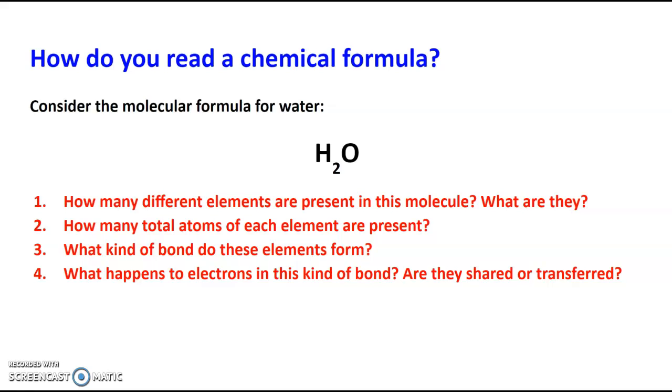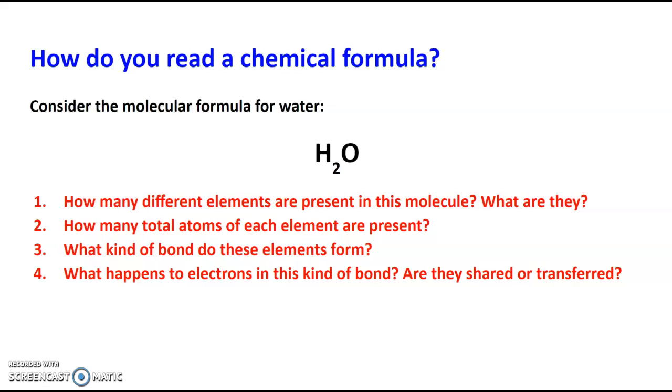And we're back. So how many different elements? So there's 2 types of elements. There's hydrogen and there's oxygen. How many total atoms are there of each element? You have 2 hydrogens, 1 oxygen, so 3 atoms total, but only 2 types of elements. What kind of bond will hydrogen and oxygen form? Well, they are both nonmetals, and so they will make a covalent compound. So they'll make a covalent bond. When electrons are in a covalent bond, they are shared and not transferred.